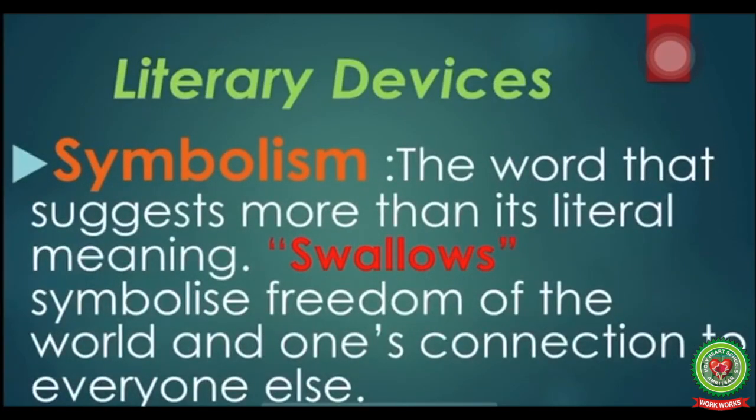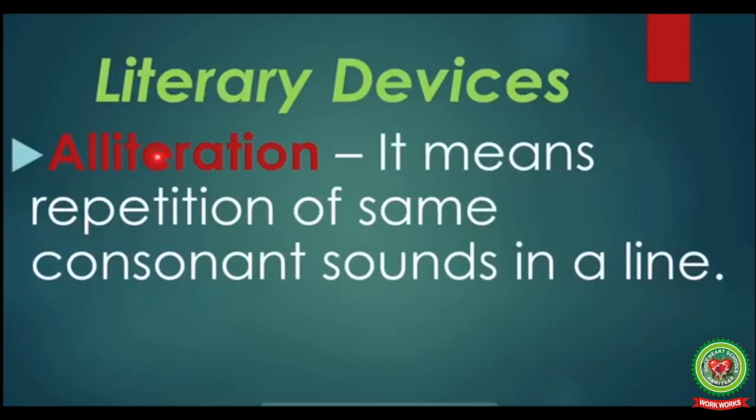First is symbolism. Symbolism means the word that suggests more than its literal meaning. So, symbolism is the word that tells you something more than its meaning. Swallows means birds, but it symbolizes freedom of the world and one's connection to everyone else. Children, write down swallows as symbolism, and your next is alliteration.